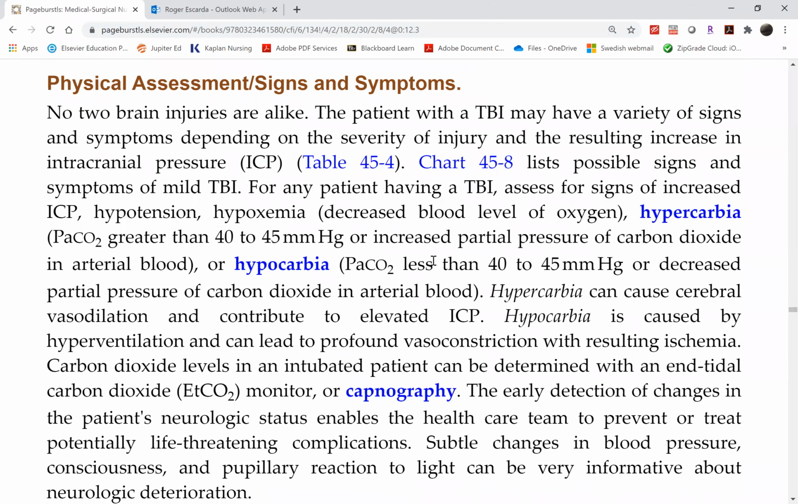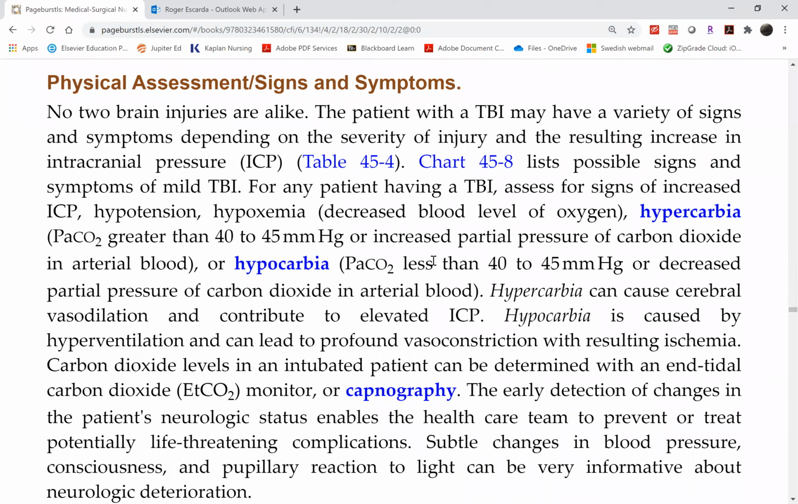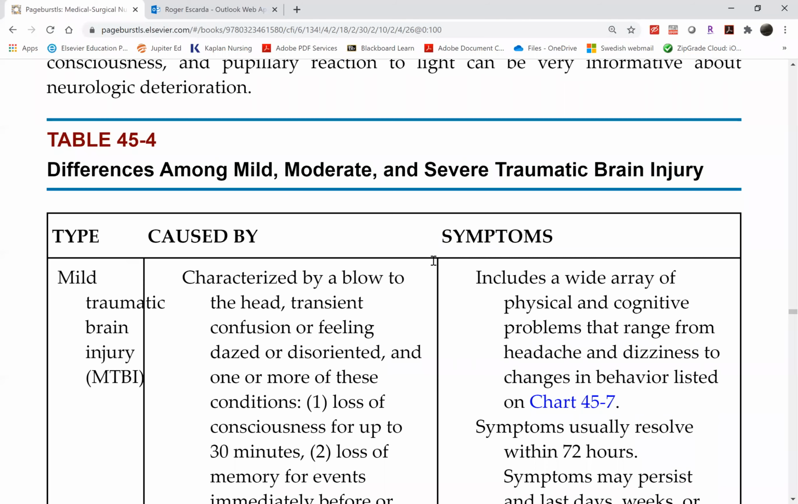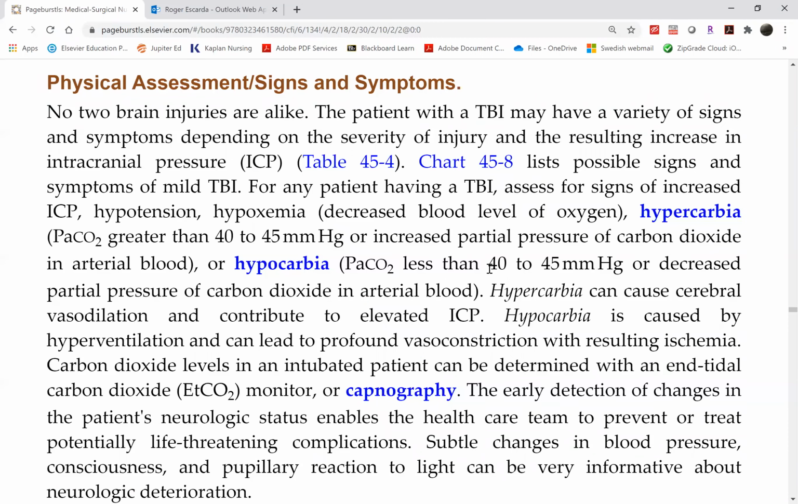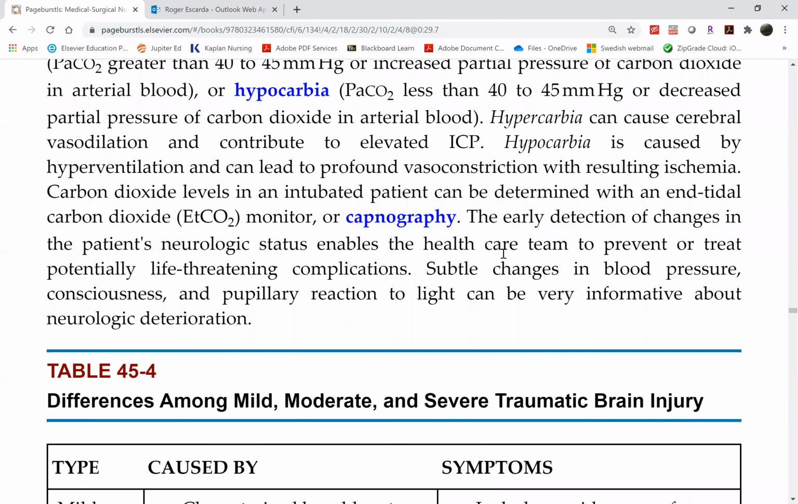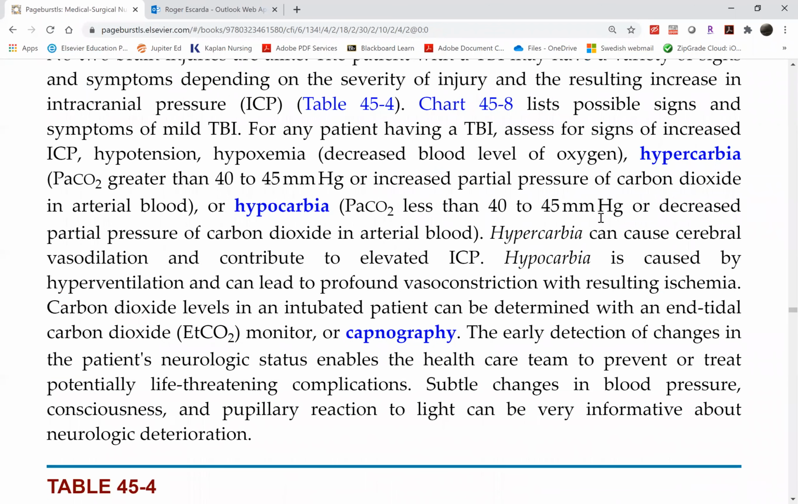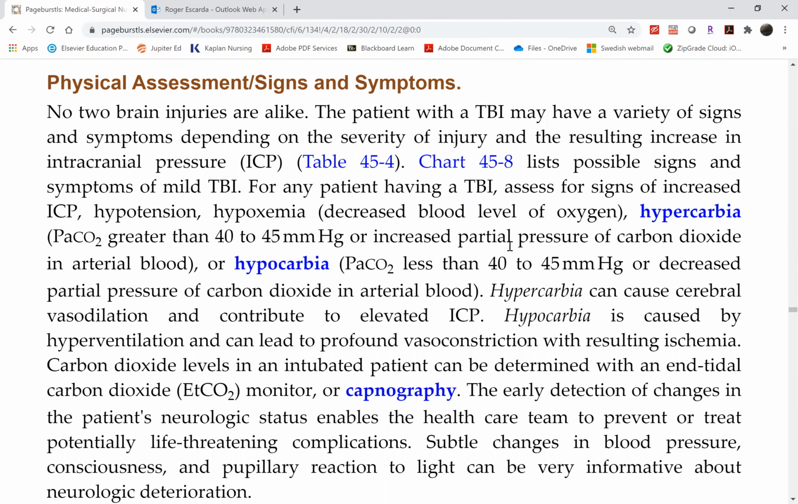Let's go now to our signs and symptoms. They will be divided into three: mild, moderate, and severe TBI, which will be on table 45-4. These are some of our common assessments. So we need to recognize the symptoms and then address them right away. We talked about hypotension and hypoxia earlier as the secondary injuries, so watch out for those. You should address them right away because they will cause further increases in ICP. And we already agreed earlier that both hypoxia and hypercarbia are potent vasodilators, so they do increase ICP.